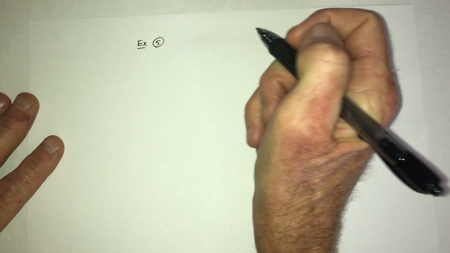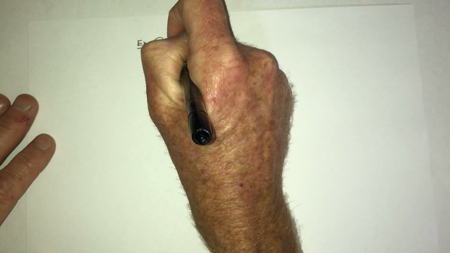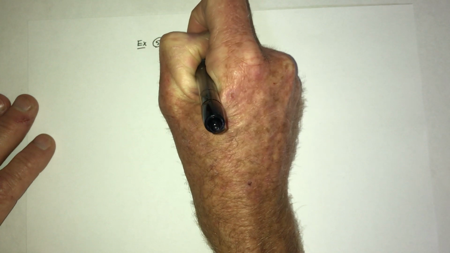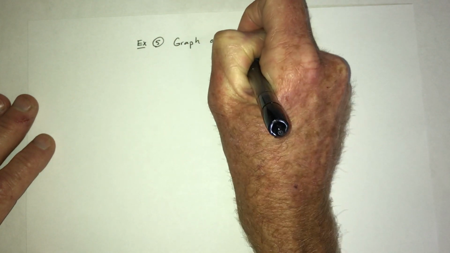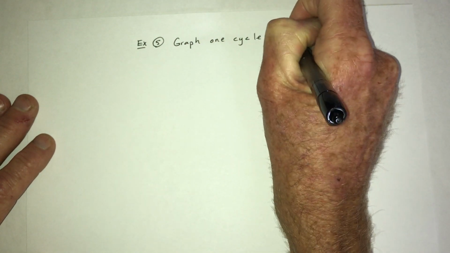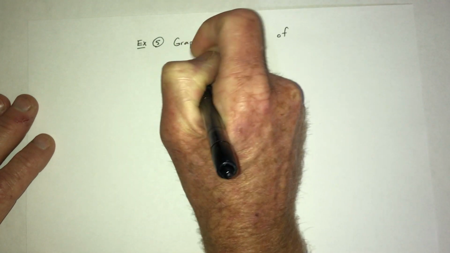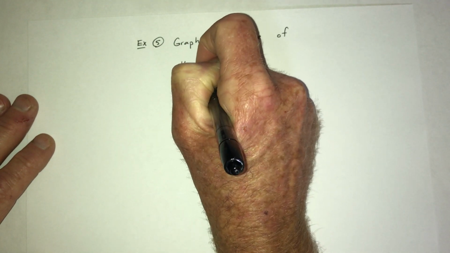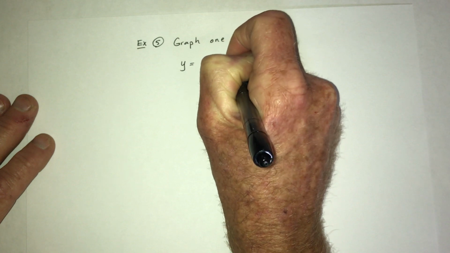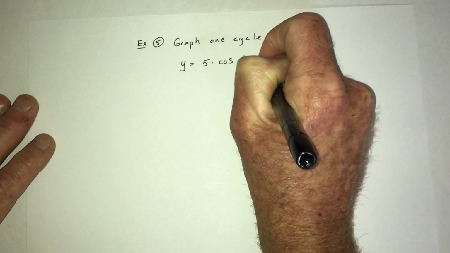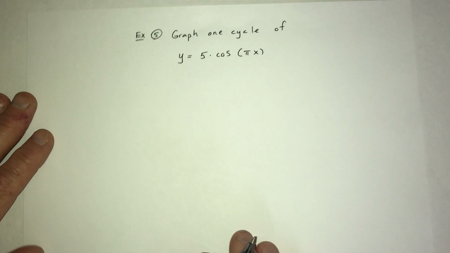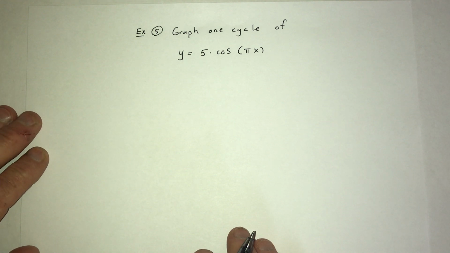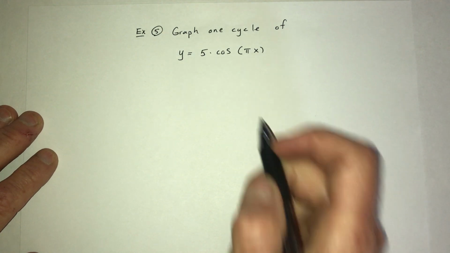So I was saying graph 1 cycle, but I guess I should also write that out. Graph 1 cycle of y equals 5 cosine pi x. So how much is the amplitude? Yes, you're right, it's 5.